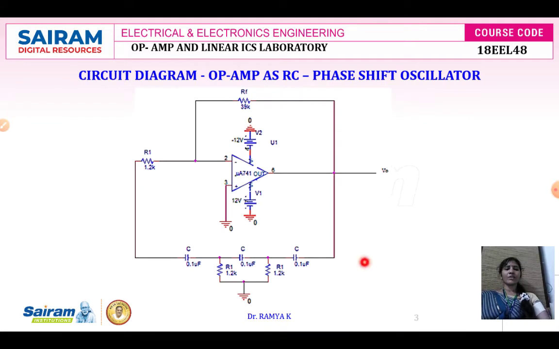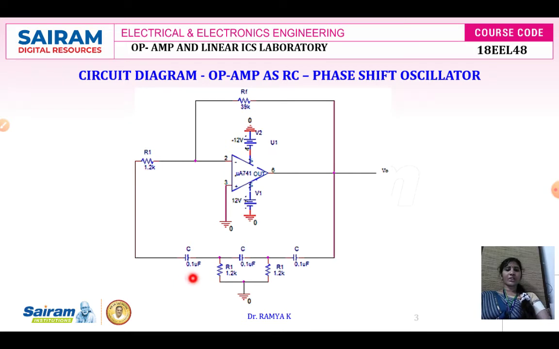This is the circuit diagram showing the op-amp as an RC phase shift oscillator. Here no input is given, but the feedback is taken and given at the input. It means that the third terminal is grounded. Since R1 is connected, feedback is taken and connected to the inverting terminal, this is going to produce 180 degrees phase shift according to the logic.